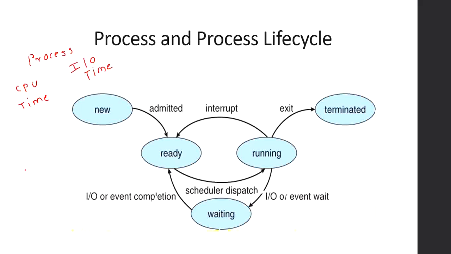Next, if the process requires some IO operation to be executed, then automatically there is one more state called block or wait state. Block or wait, and another process will be allocated to the CPU.